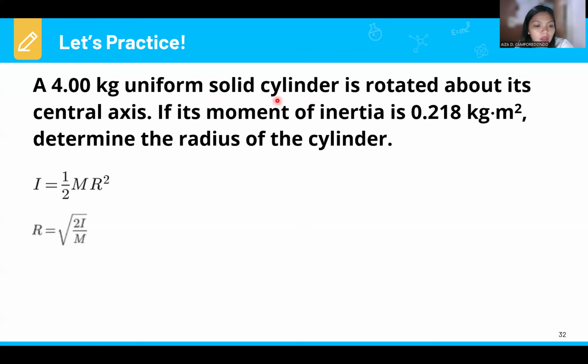Now, we're going to manipulate this formula.